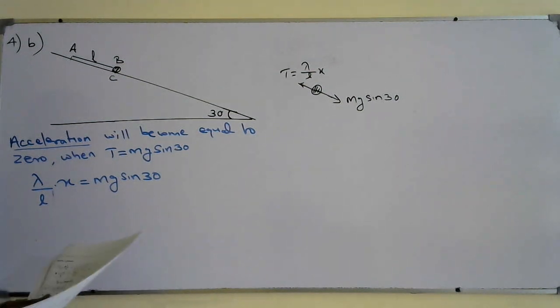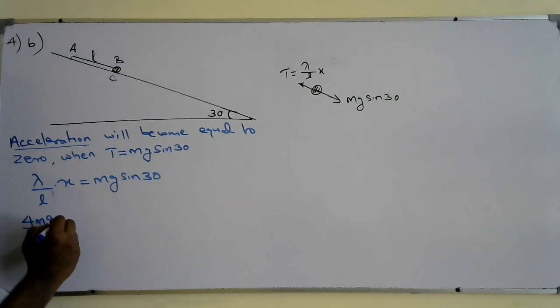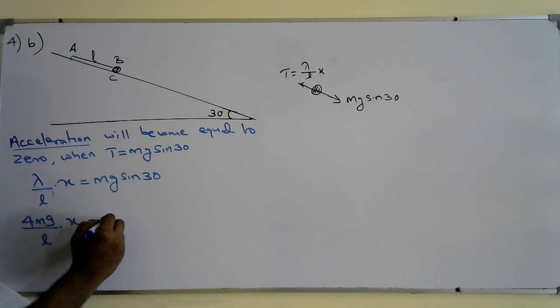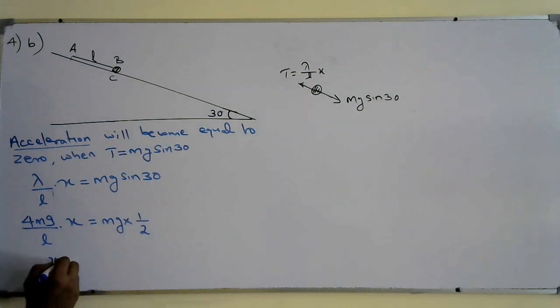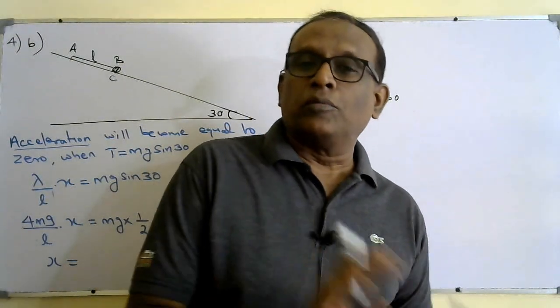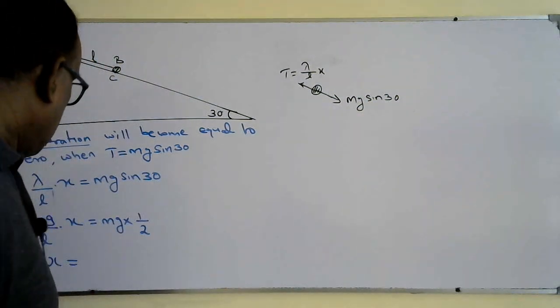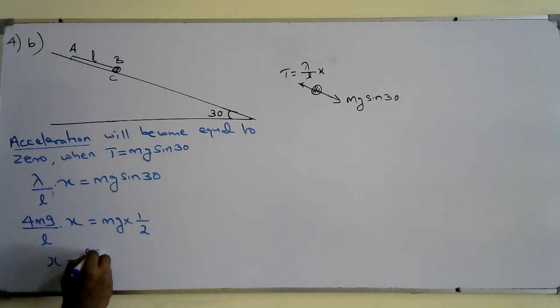We got lambda equal to 4 mg. So 4 mg over L times x equals mg sine 30, which is half. So you will get the extension at which tension balances the component of the weight downwards. So x at that point will be equal to L by 8.